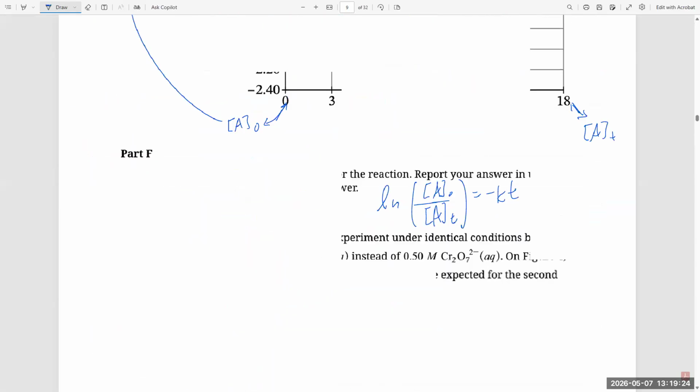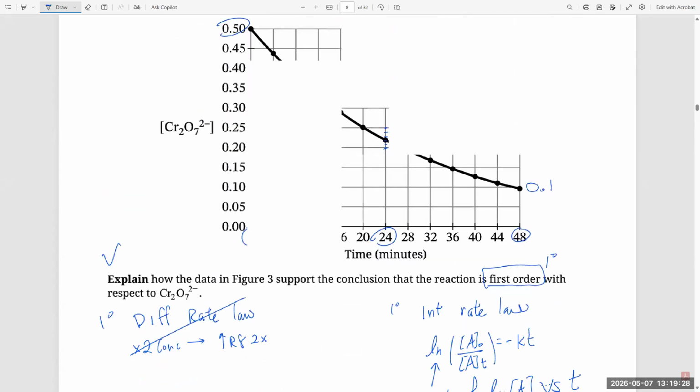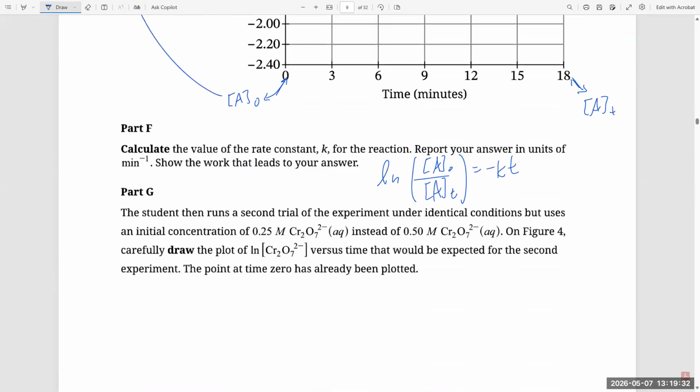Oh, I hope this doesn't go into like H, whatever. F is done. F is done. Where's F? Let's go. F is done.